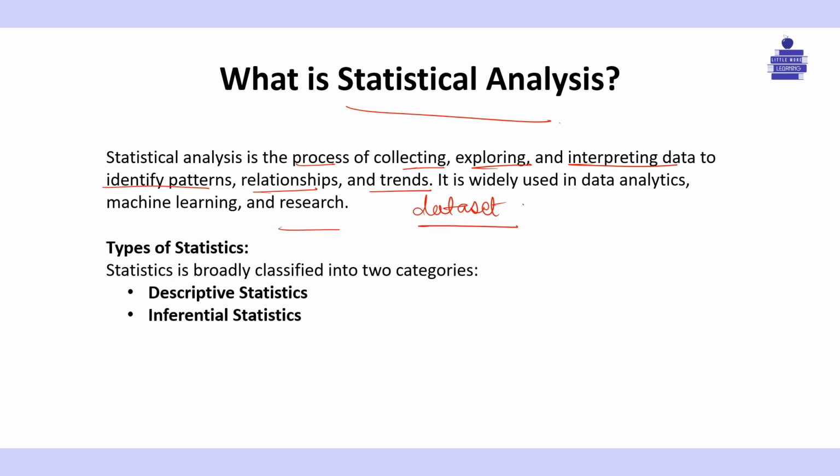There are basically two types of statistics. The first one is descriptive statistics. What it does is that it summarizes and describes the characteristics of a data set, such as the statistical values like mean, median, and mode come under descriptive statistics. Also, variance and standard deviation are part of descriptive statistics only.